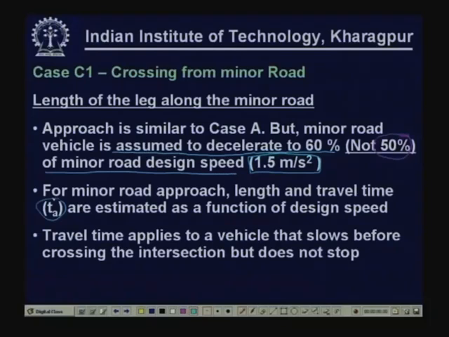Now, for design purposes, it is assumed that vehicles will slow down, reducing their speed following a certain deceleration, up to 60% of the approach speed for the minor roads, but the vehicles will not stop. So, they will reduce the speed, but they will not stop. For that condition, what is the required time? That is given, and we are referring to it here as TA, approach time.